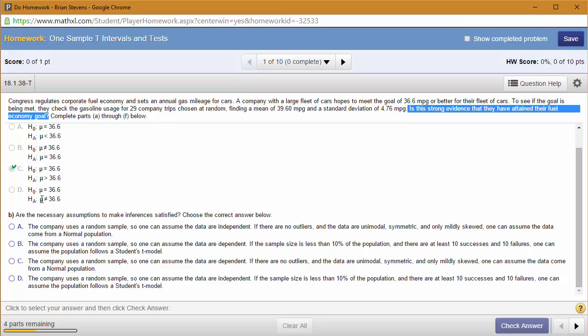Next, when checking conditions, remember, we have three conditions here. Condition 1 is going to be random.